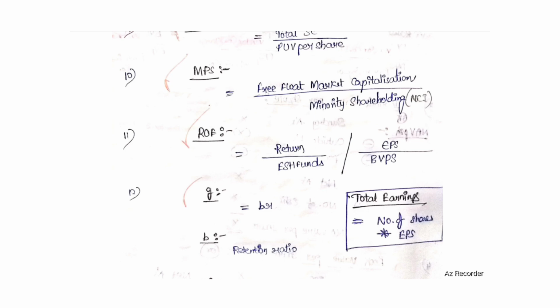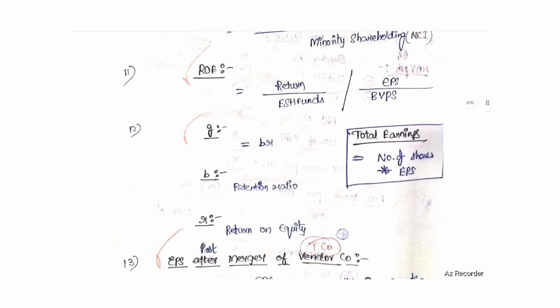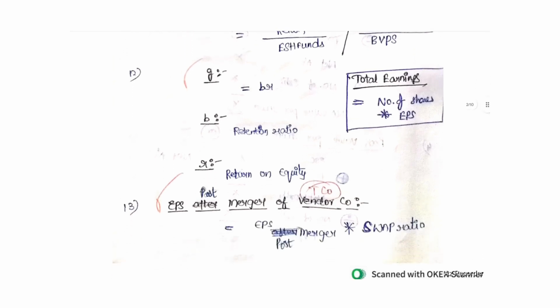Return on equity equals return divided by equity shareholder funds, or EPS divided by book value per share into 100. How to calculate growth? Growth equals b into r. b means retention ratio, r means return on equity. Total earnings equals number of shares into EPS.